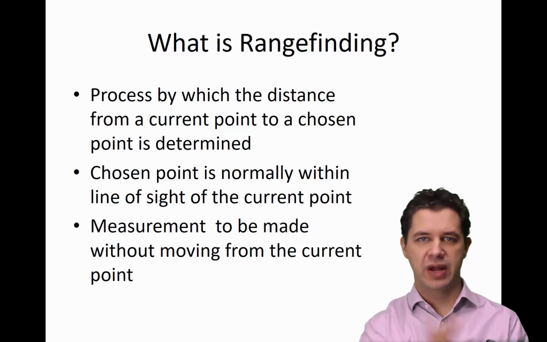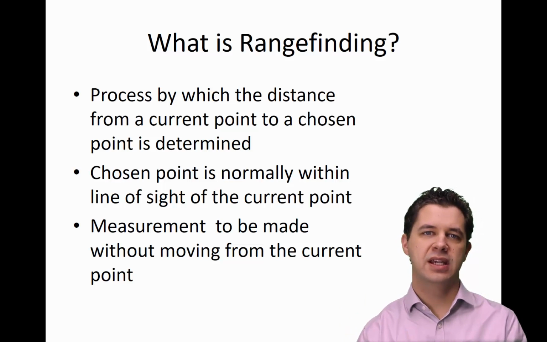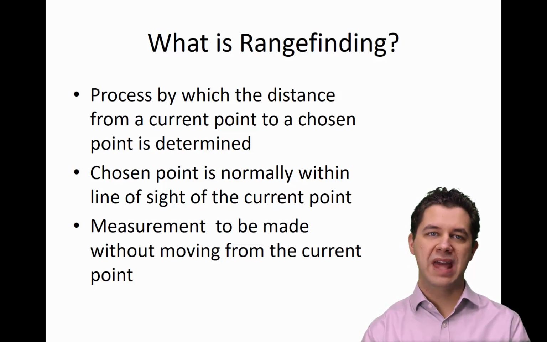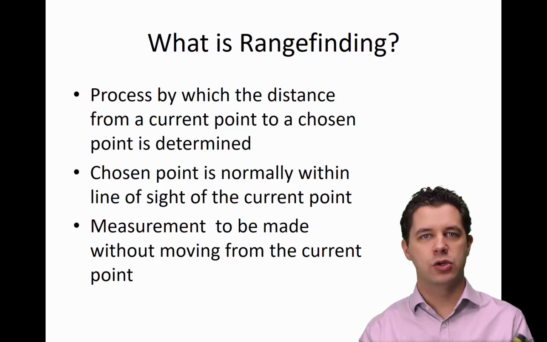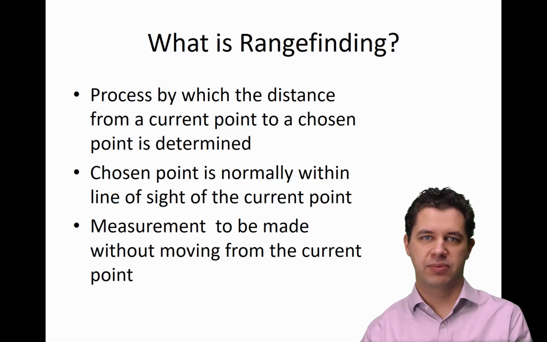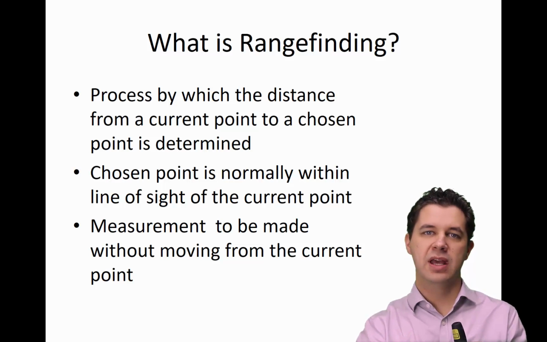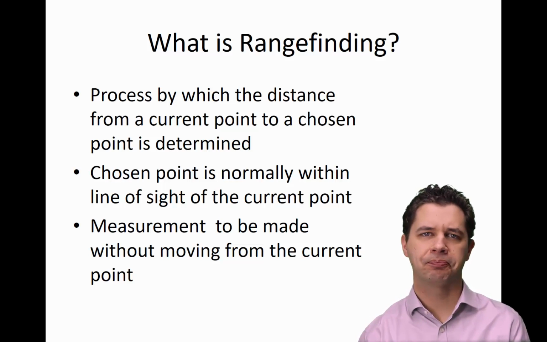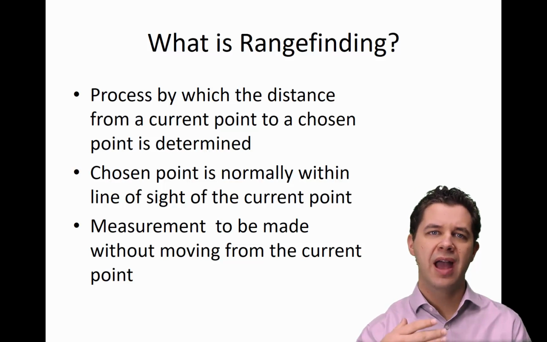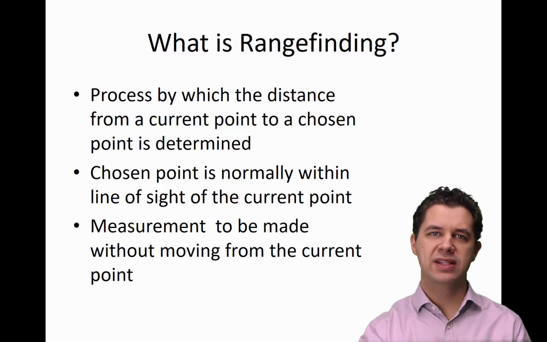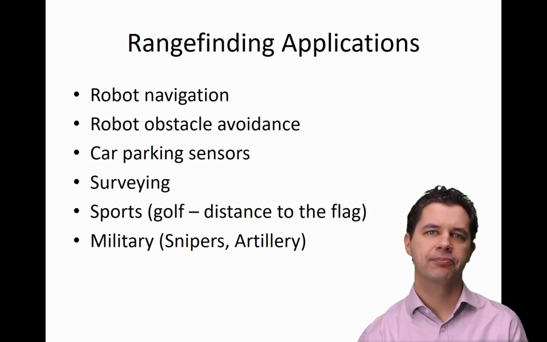so we're not trying to find the range of a point around a corner. We need to be able to actually see that point. And typically we're going to be measuring that point without actually moving to that point. Otherwise you could use something like odometry, by moving to that point. It's a bit late to find out what the range was to that point because you're already there. So we don't want to move, and we want to work out what a distant point is from our current one.